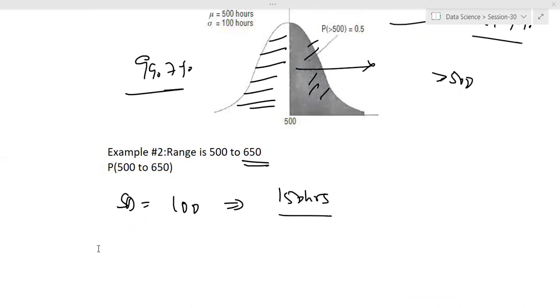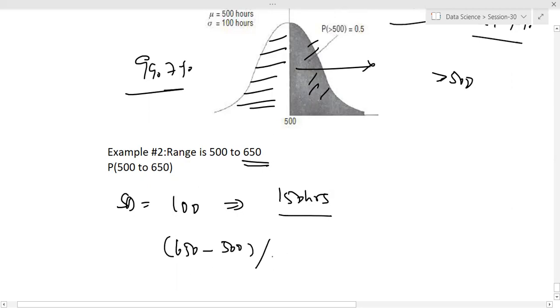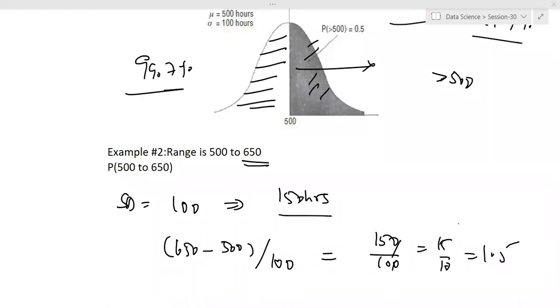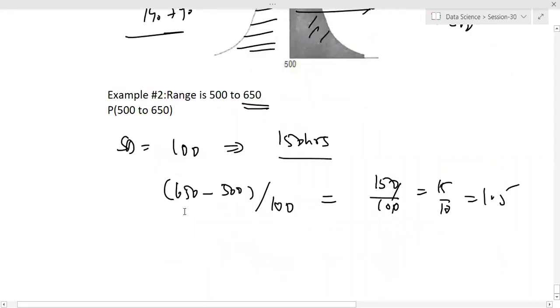Suppose I am asking you, 650 minus 500 divided by the standard deviation, which is 100. Can you compute the value, friends, for me? So this is 150 by 100, 15 by 10, which is 1.5. 1.5 means 1.5 standard deviation, 1.5 into the corresponding value, whatever the mean. So that means some 43% like that.